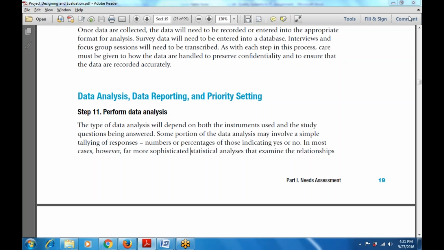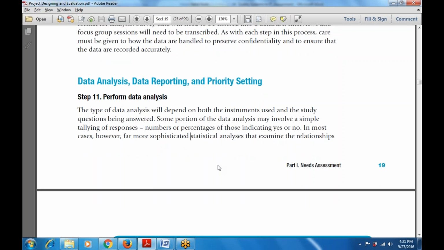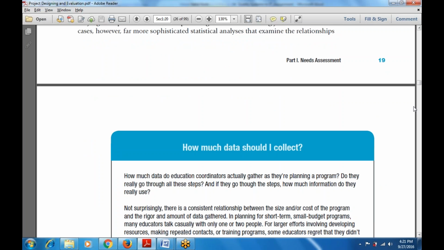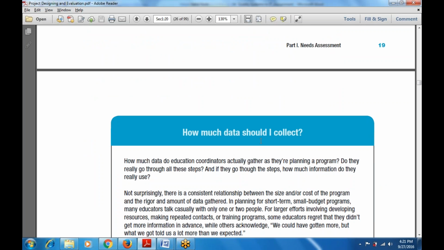In most cases, however, far more sophisticated statistical analysis is used to examine the relationships in the data. How much data do education coordinators actually gather as they plan a program? Do they really go through these steps, and if they do, how much information do they really use? This is the main question: how much data should I collect? Not surprisingly, there is a consistent relationship between the size and the cost of the program and the amount of data gathered.